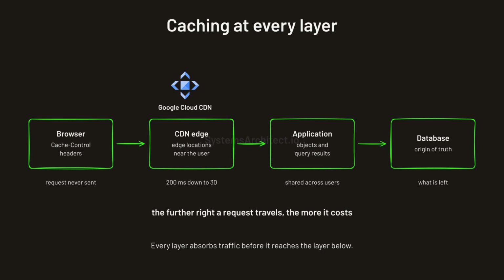Real systems cache in several places at once. Multi-layer caching runs browser, then CDN, then application, then database. Browser caching uses cache control headers, so the client never sends the request. A content delivery network caches responses at edge locations near your users. CloudFront as your front door, Cloudflare, and Cloud CDN each serve from hundreds of edge sites. Edge caching can cut a 200 millisecond round trip to under 30 for distant users. Every layer you add absorbs traffic before it reaches the layer below.